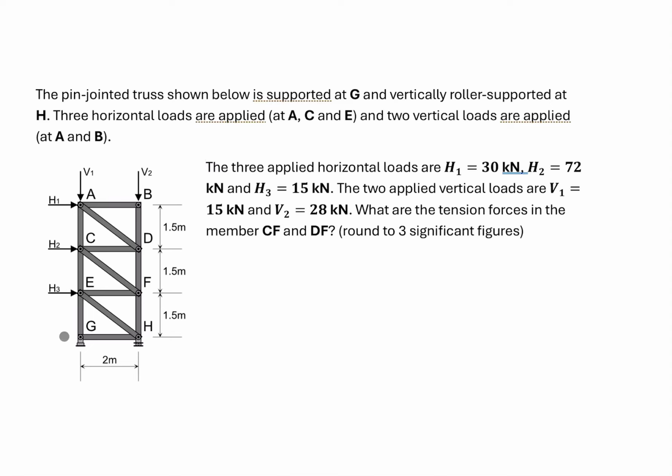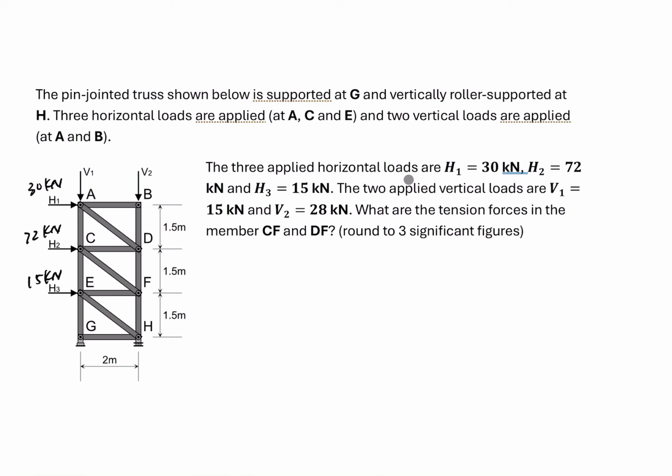So here we have truss structures. The truss is supported by a pin support at G and a roller support at H. And there are three horizontal loads: H1 equal to 30 kilonewton, H2 equal to 72 kilonewton, and H3 equal to 15 kilonewton.